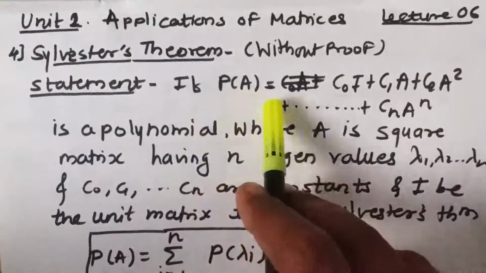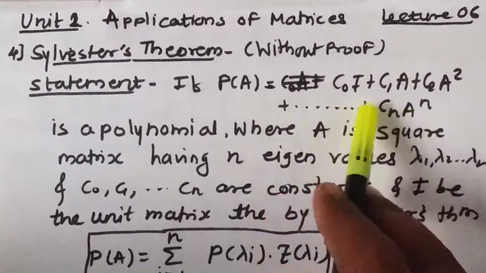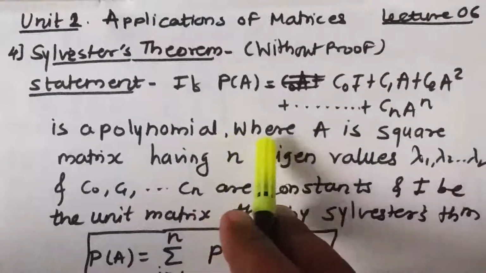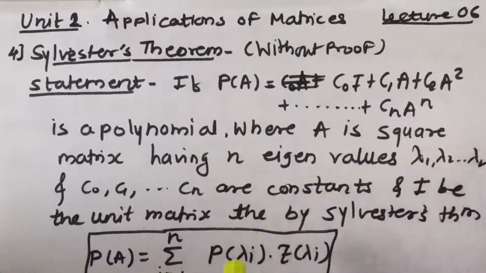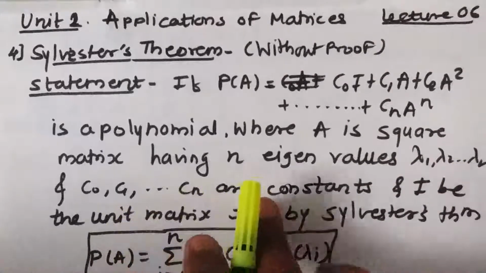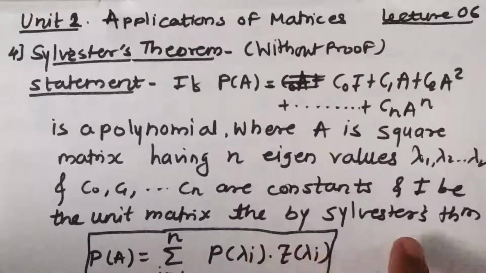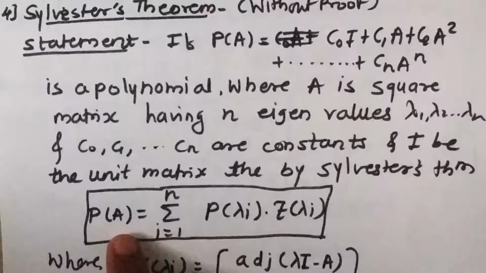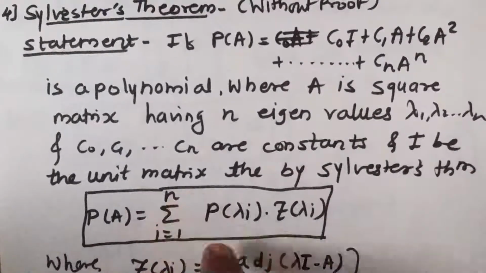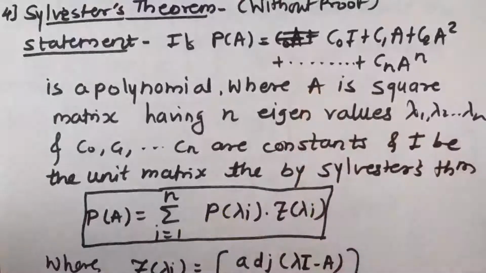If P of A is equal to C0 I plus C1 A plus C2 A square plus dot dot dot plus Cn A raised to n is a polynomial, where A is a square matrix having n eigenvalues lambda 1, lambda 2, up to lambda n, and C0, C1, Cn are constants, and I is the unit matrix, or you can say identity matrix, then by Sylvester's theorem we have the value of this polynomial, or function of A. P of A is equal to summation I ranges from 1 to n, P of lambda I into Z of lambda I, where lambda 1, lambda 2, lambda n are the eigenvalues of this matrix A.